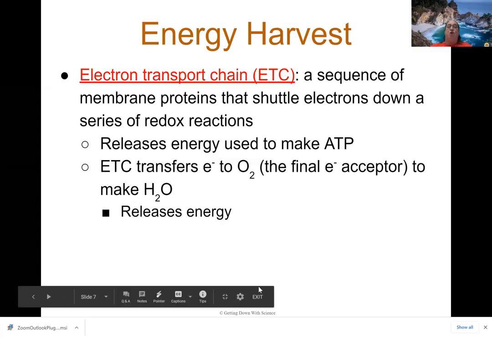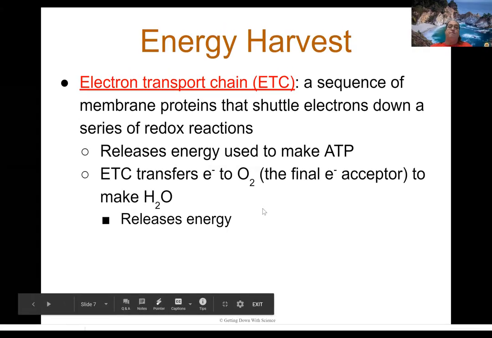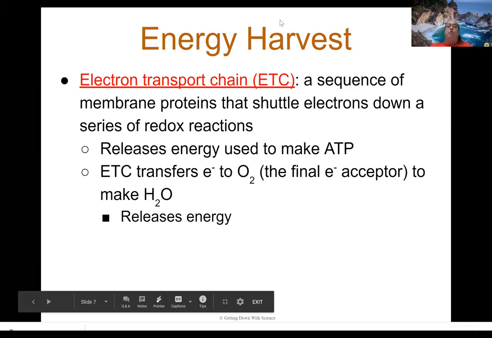And that's it for our introductory notes. I'm going to exit. And then we're going to stop sharing. Okay, so that hopefully gives you the intro to the cellular respiration. Now we're going to go into the specifics.